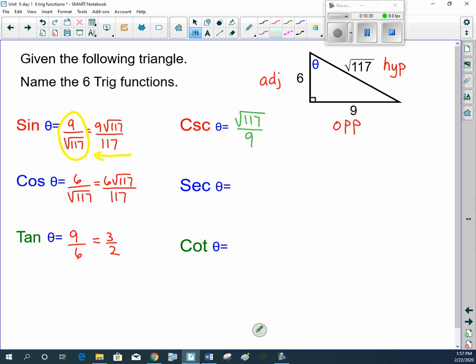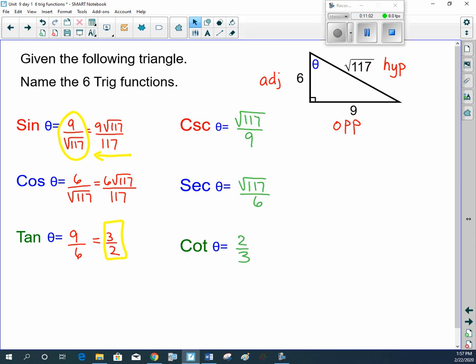I'll do the same thing with secant theta. It's the reciprocal, and so it's going to be the square root of 117 over 6. But this time with cotangent, I'm actually going to use the last one that I did because it was the reduced one. So I'm going to do the reciprocal of 3 over 2, and that's going to turn out to be 2 over 3.